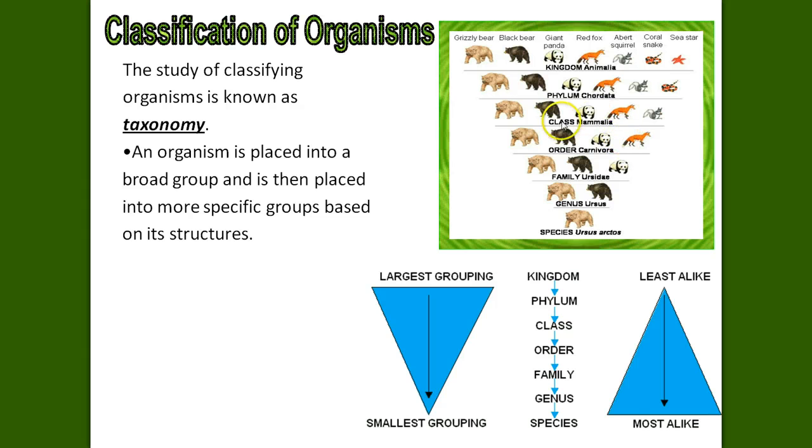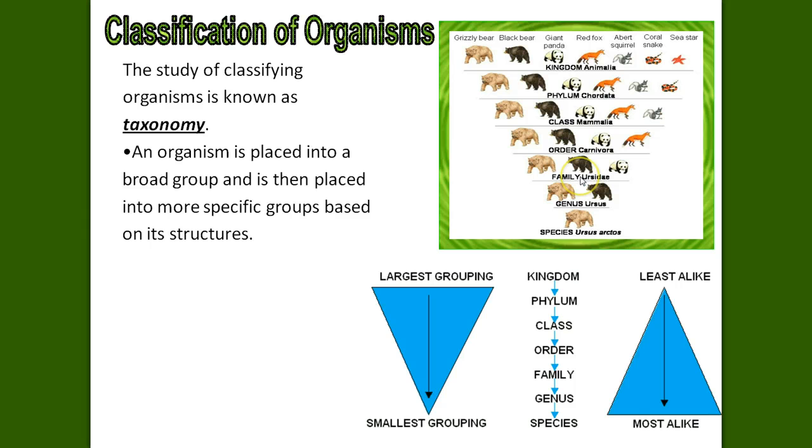So first it was all of the animals in the animal kingdom, narrowed down to the phylum that all have backbones, narrowed down to just the animals in the animal kingdom that have backbones and are mammals, and then it's narrowed down to all the animals in the animal kingdom who have backbones, who are mammals, who are carnivores. That means they eat meat.